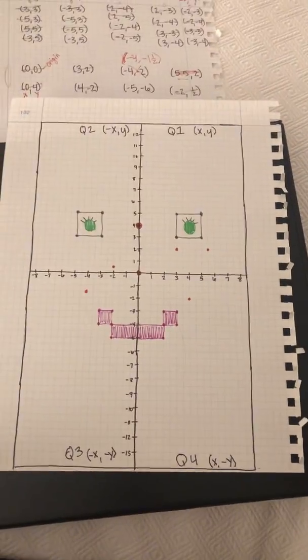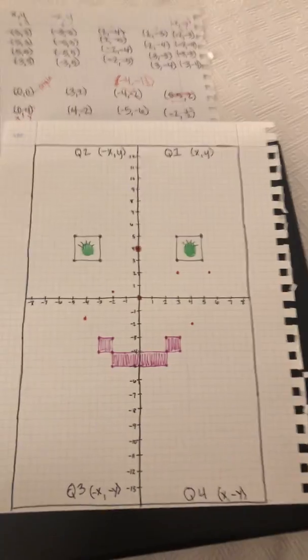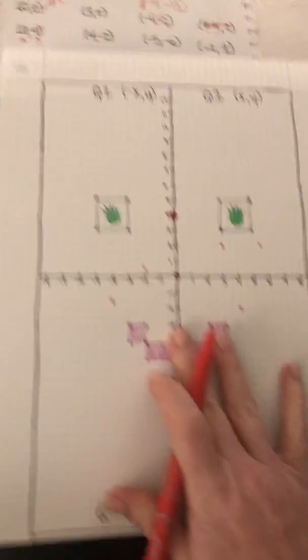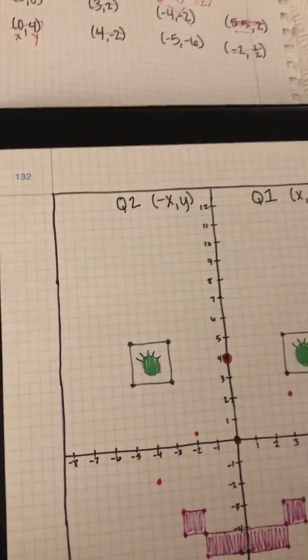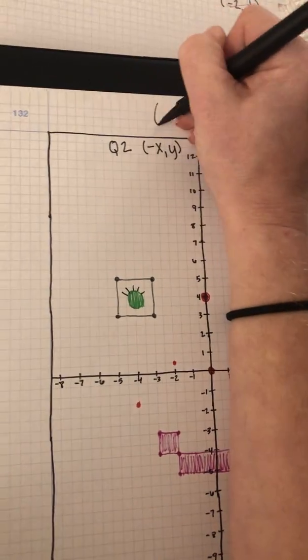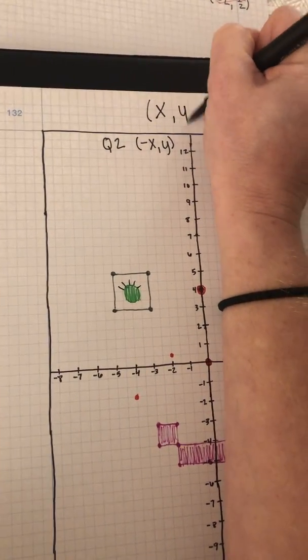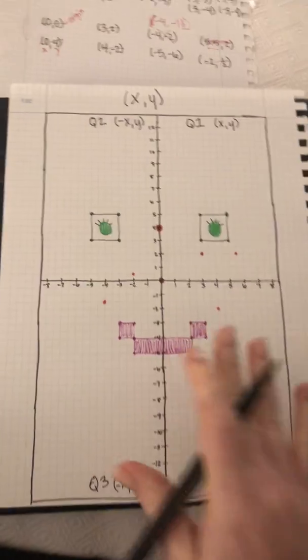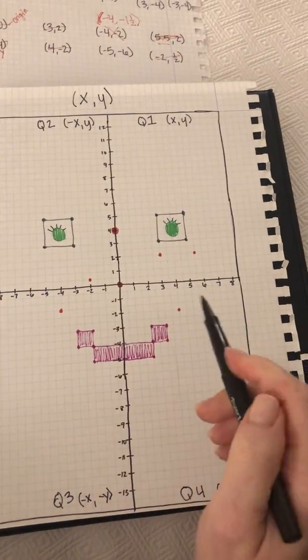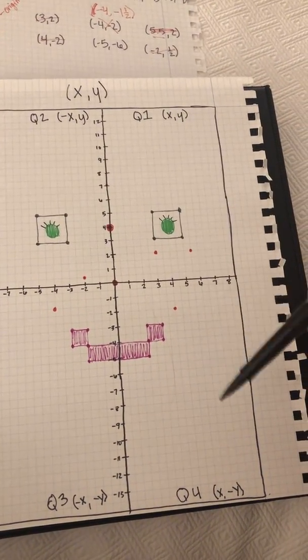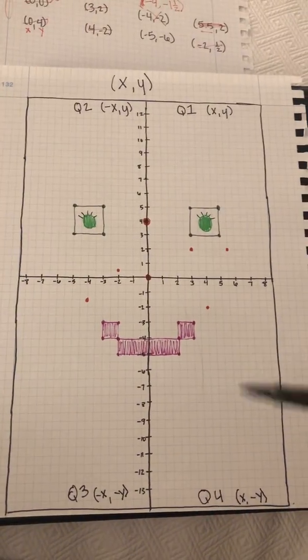Easy peasy, just a little bit of review. Biggest thing to remember is 100% of the time, no matter what, it is x and then y. You go left and right and then up and down. You cannot go up and down first. You gotta go left, right, up, down.